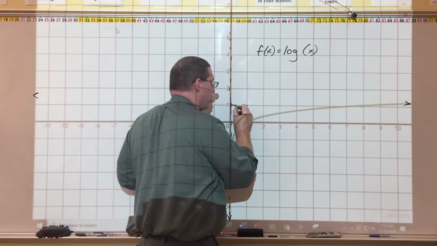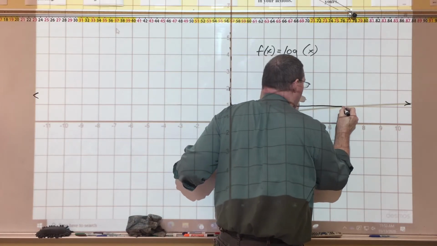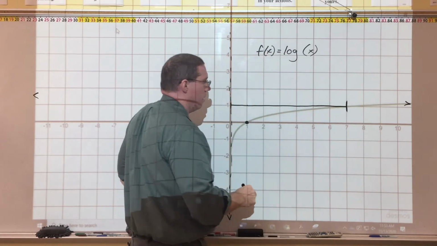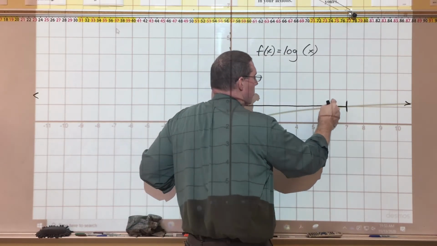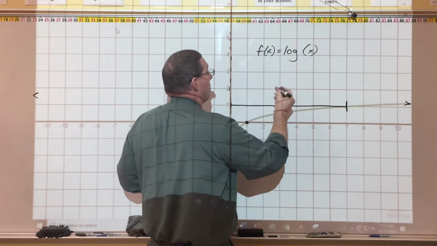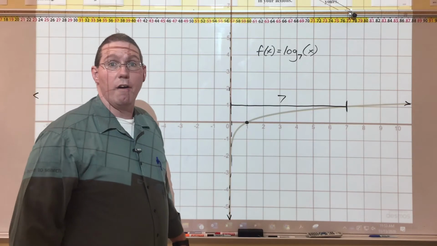And then from here, measure the distance all the way to the curve, which is right there. There it is. And so now that distance is from here 1, 2, 3, 4, 5, 6, 7. So this logarithm has a base of 7. So this is f of x is equal to log base 7 of x.